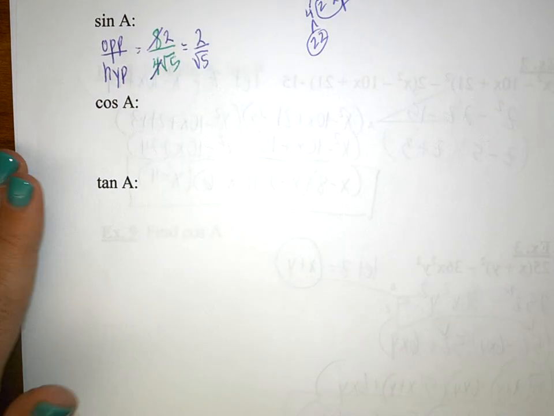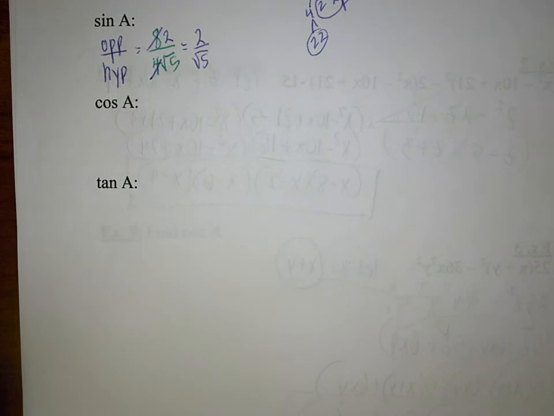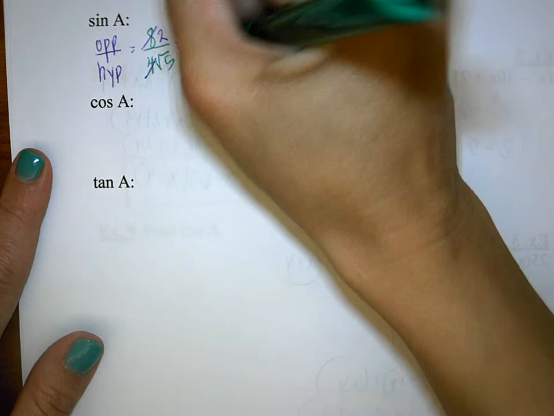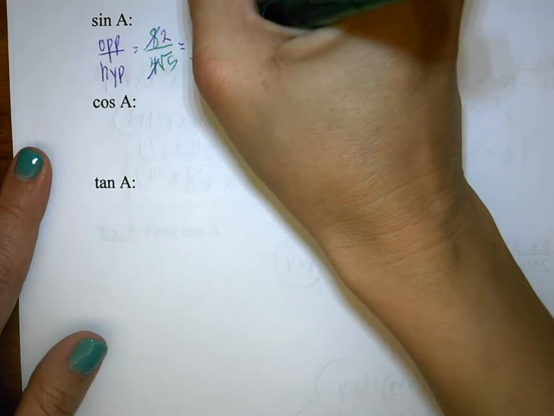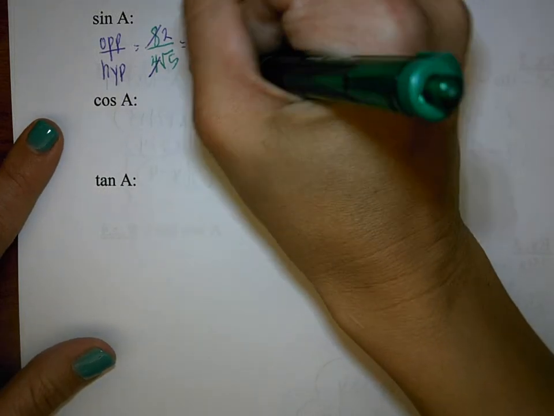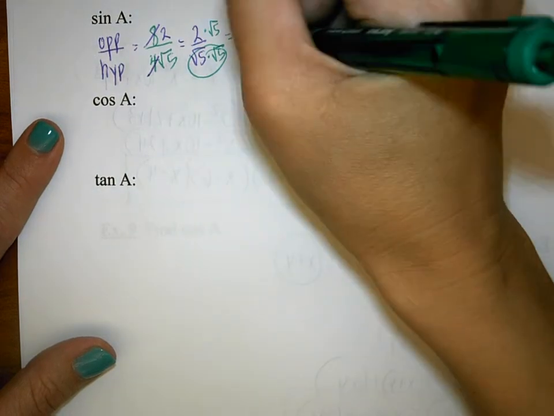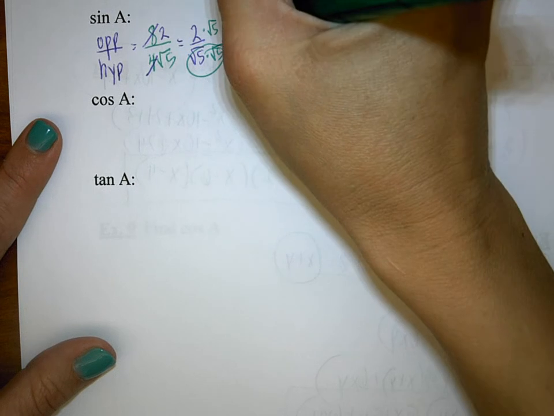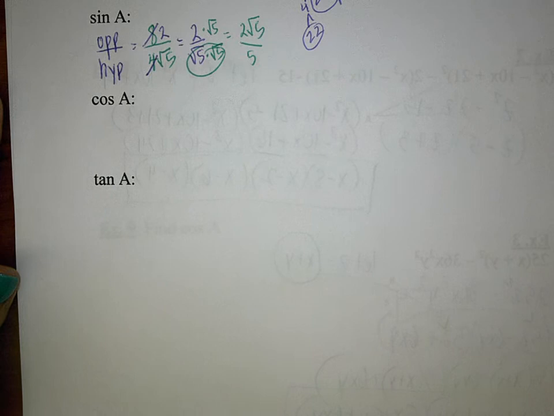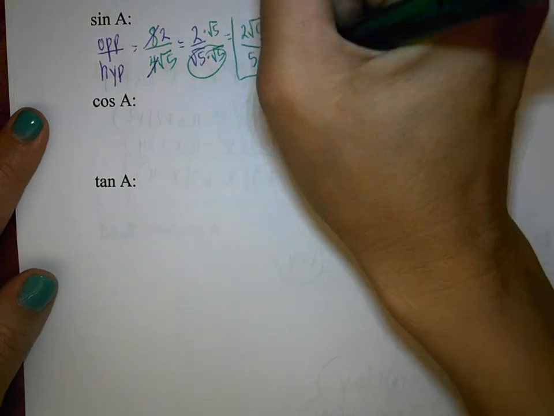We cannot have a root in the denominator. How do I get rid of the root in the denominator? Good. I multiply by root 5 to both the top and the bottom, and what happens? Good. The 2 root 5s make a 5. And then 2 times root 5 is 2 root 5. And can anything reduce? No. Okay. You try cosine on your own.